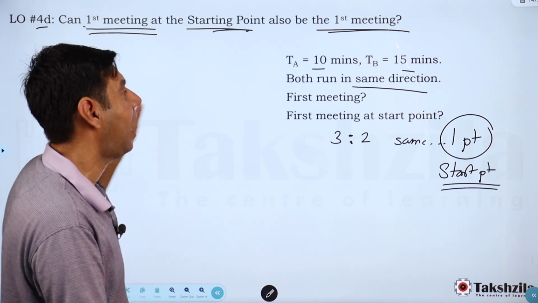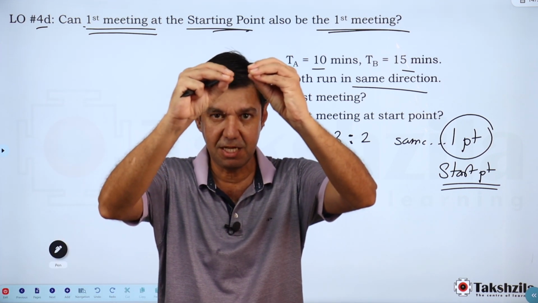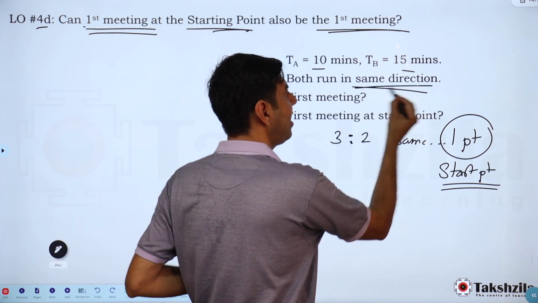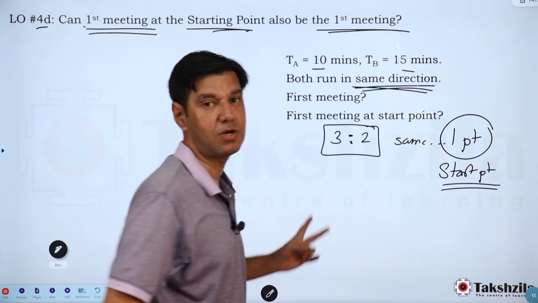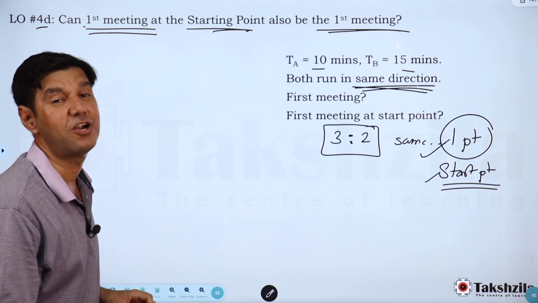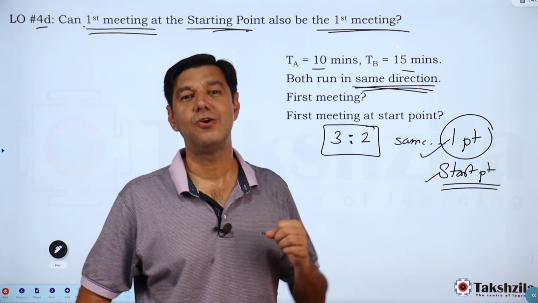But this cannot happen in the opposite direction. In the opposite direction, if they start, they have to meet before reaching the start. But in the same direction, if the ratio of the speeds is 2 consecutive values, then the first meeting and the first meeting at the start point are the same. So on to further stuff.